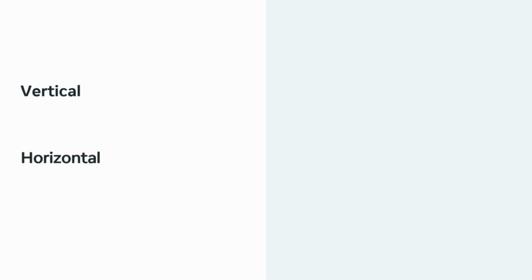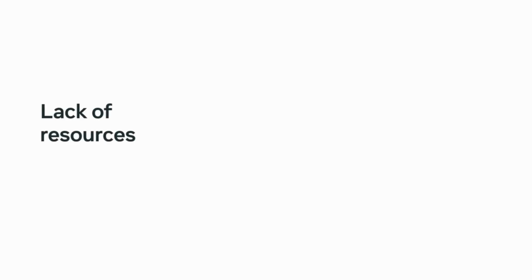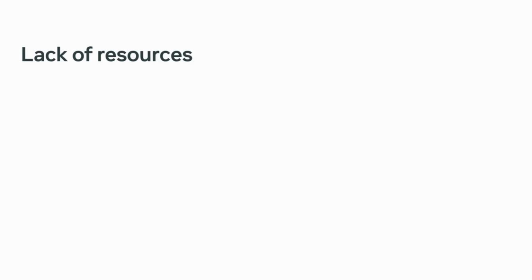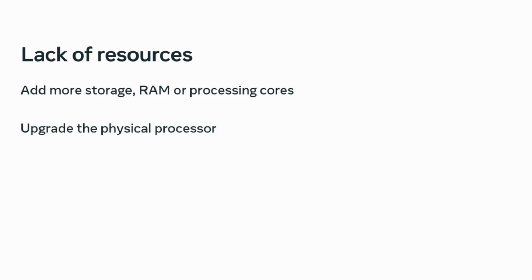Let's examine them in detail. Under load, the web server and databases mostly fail for two reasons: lack of resources, like CPU and RAM, or incorrect configuration, which prevents them from using available resources. If you are failing due to the lack of resources, it's a comparatively easy fix. The solution is to add more storage, RAM, or processing cores to the virtual machine or upgrade the physical processor. This process of adding RAM or CPU or storage is called vertical scaling.